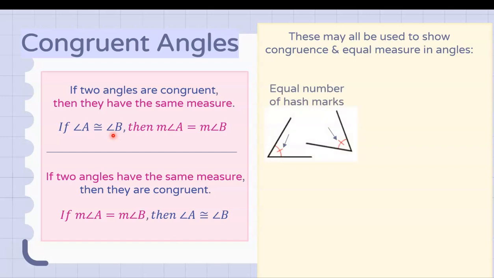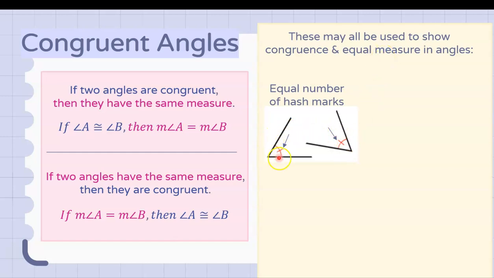One way is that if you see two angles in a problem and they have this little curved arc here, and then there's a hash mark. It's very similar to our segments. If we've got an equal number of hash marks, then those two angles are congruent. So we know they're congruent, and thus we know they have an equal measure.